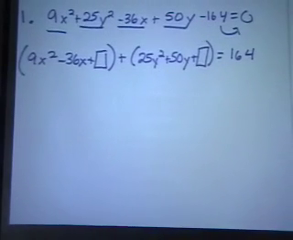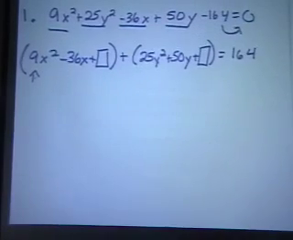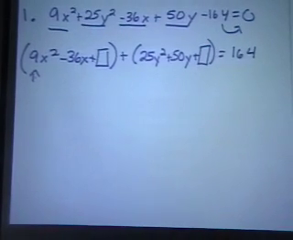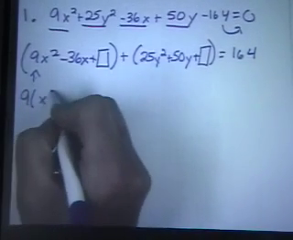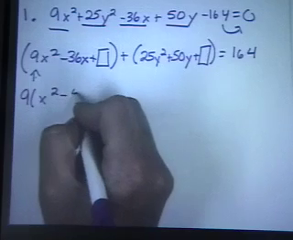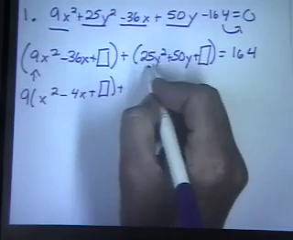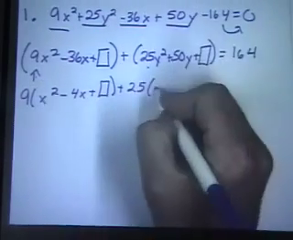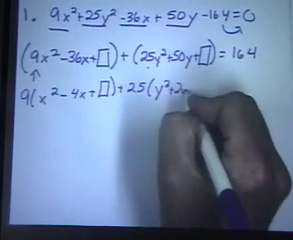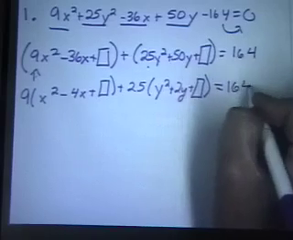Now, a little different than circles, I'm going to have to take out a common factor. I cannot complete the square until my leading coefficient is 1. So we're going to take out a 9. I'm left with x squared minus 4x plus some number. Plus, here, my leading coefficient has to be 1, so I'm going to take out a 25. I have y squared plus 2y plus some number, and I'm still equal to 164.